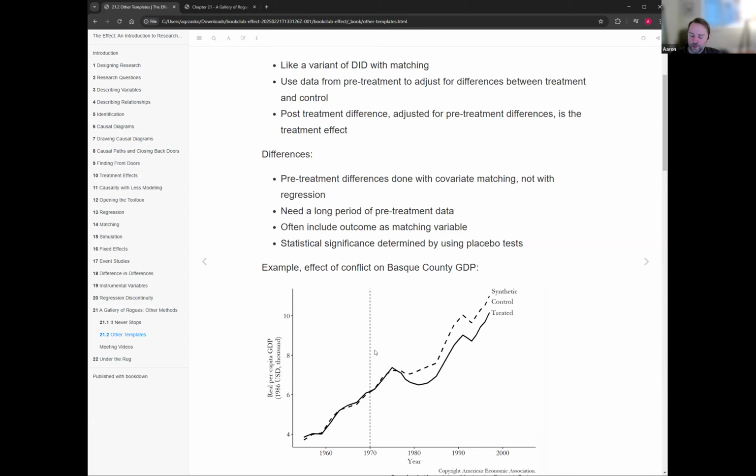We're definitely not matching on the post-treatment period. That's something that was stressed, right? Because that's kind of like cheating. You're not necessarily cheating if you're matching the outcome on that pre-treatment period. And then finally, with this approach, you're typically not making parametric assumptions with your models.